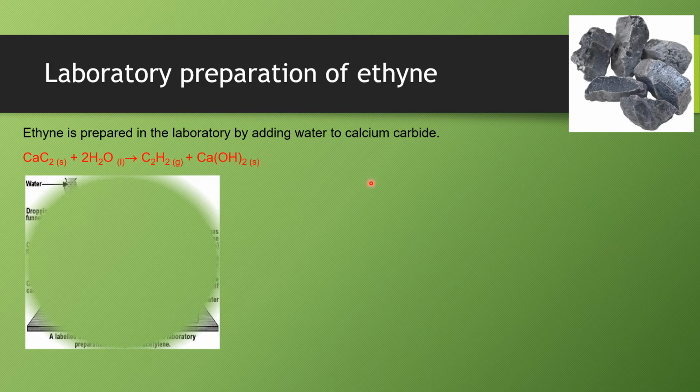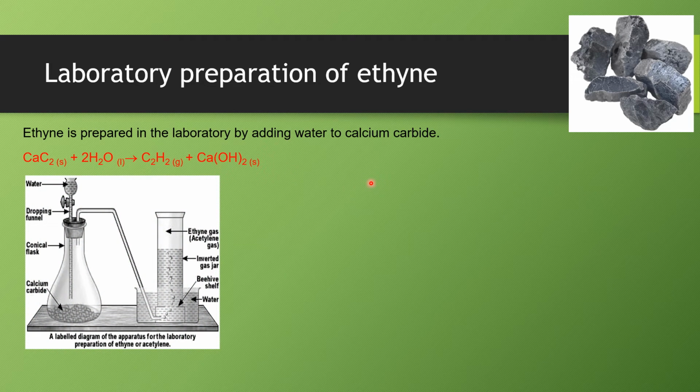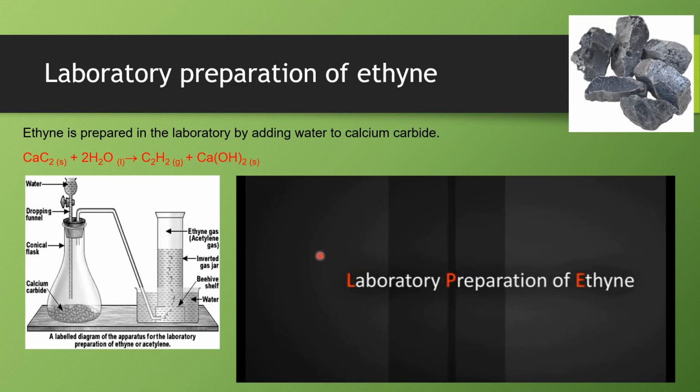And this is the laboratory setup of how ethyne can be prepared. As you can see here, calcium carbide is put in the flask, water is added through the thistle funnel, and then there is a liberation of ethyne gas. Calcium hydroxide is soluble, so it's going to stay over here. This is lime water. The ethyne is going to travel down the tube into the gas jar where it is collected by downward displacement of water, because ethyne is insoluble in water. So let's watch a video to see how ethyne can actually be prepared in the lab.